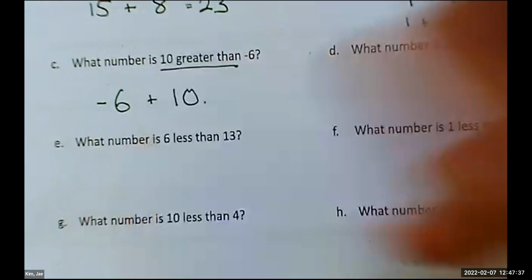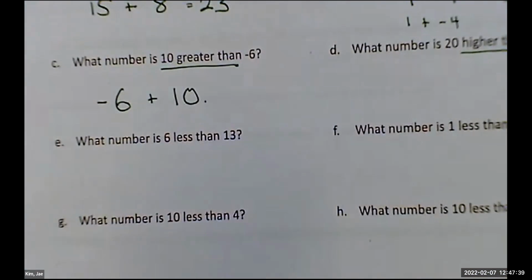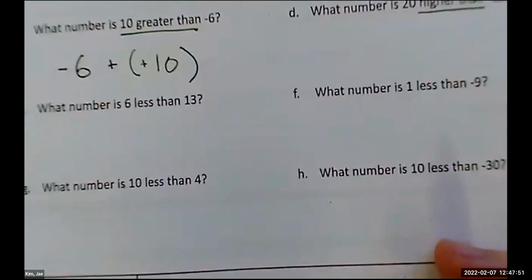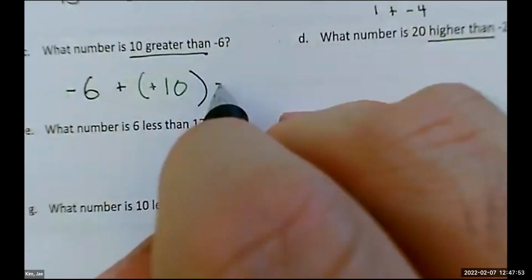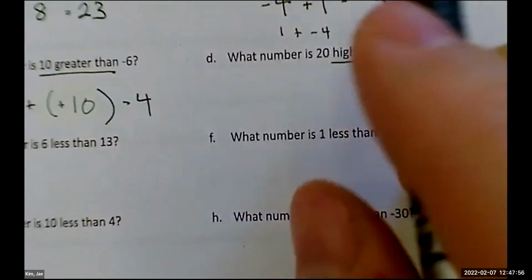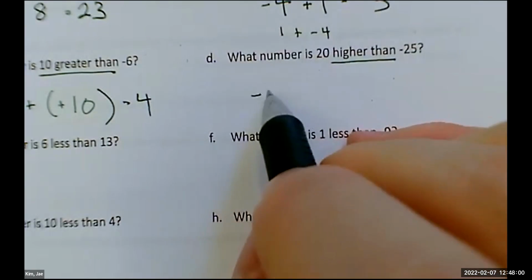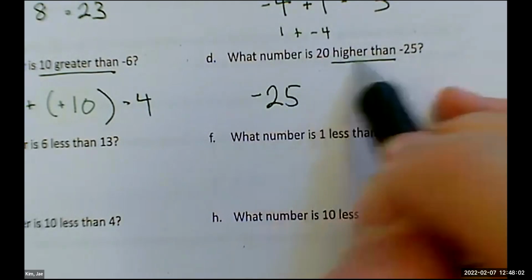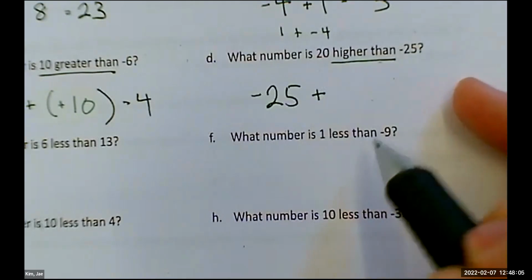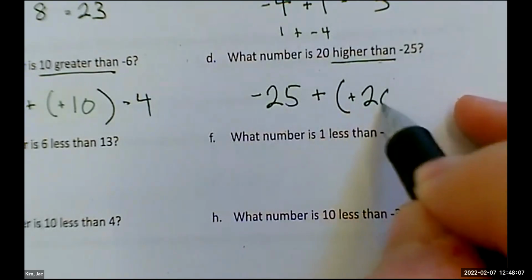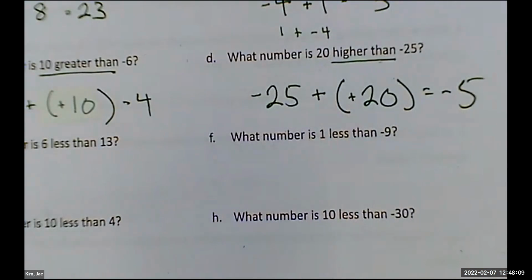So another way I could write this is, where's my white? Maybe I should write it like this. 10, a +10 is greater than -6, which would be a 4. Same thing here. 20, positive 20, higher than negative 25. So I'm starting at negative 25. I'm going higher than it. And then that's a positive 20. So the answer is a negative 5.